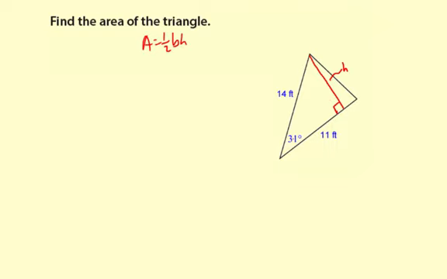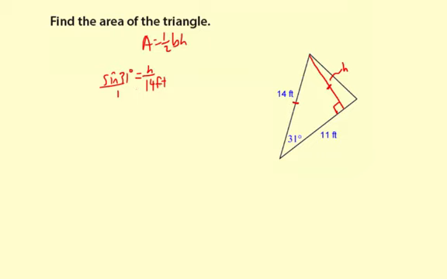Now we have 31 degrees. We want to know this side here, and we know this side here, the hypotenuse. And this H is opposite the 31 degrees, so we're going to use a sine ratio. So sine of 31 degrees equals H over 14 feet.